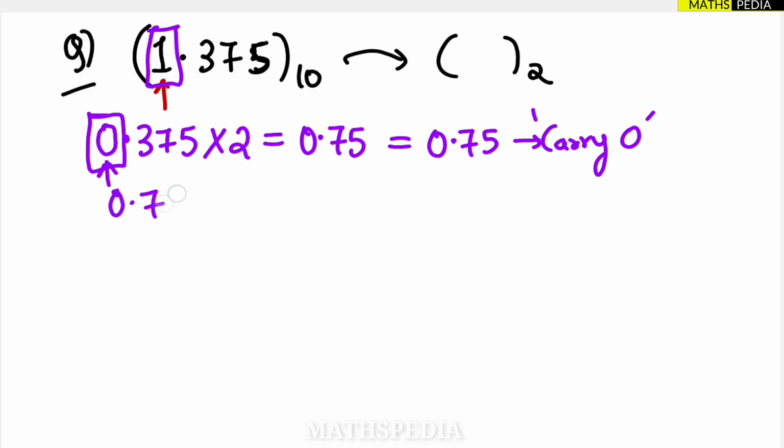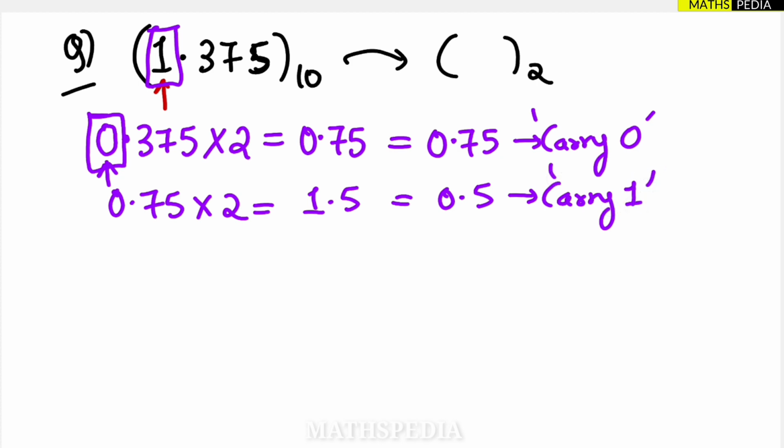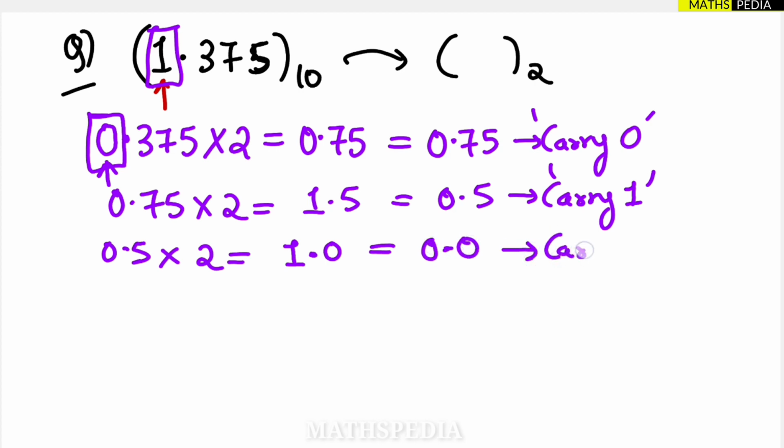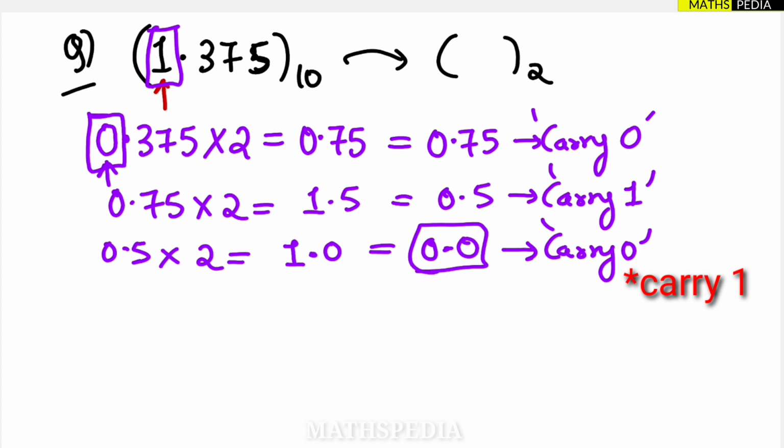Now 0.75, we have to multiply with 2, you will get it as 1.5. Now it is 0.5 and you will write it as what? Carry 1. Now next one it is 0.5 and you multiply with 2, you will be getting it as 1, but write 1.0 because always points should come, and you can write it as 0.0, then again carry 0. Here we have to stop the procedure since we have got 0.0. Further we cannot multiply. Okay.